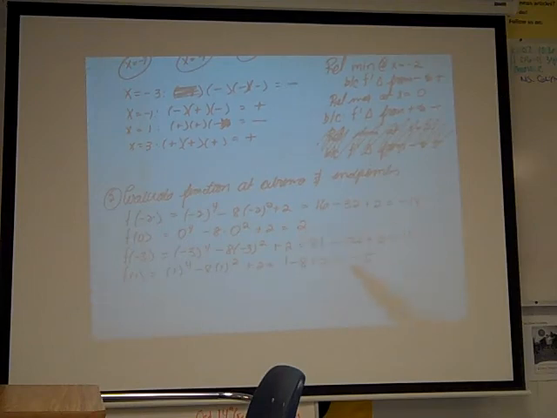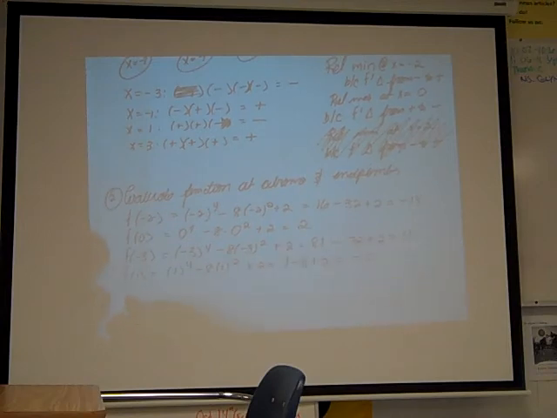These values that I just found are the y coordinates. When x equals -2, y is -14. When x equals 0, y is 2. When x equals -3, y is 11. When x equals 1, y is -5.